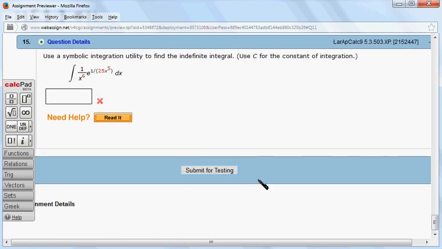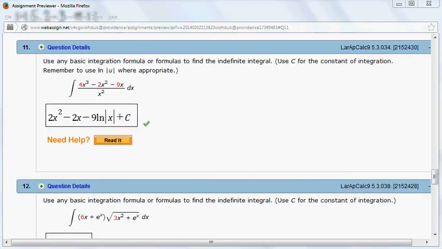Submit for testing. Alright, it came back and looks like we got this one correctly. Alright, that's it. I hope that this was clear.